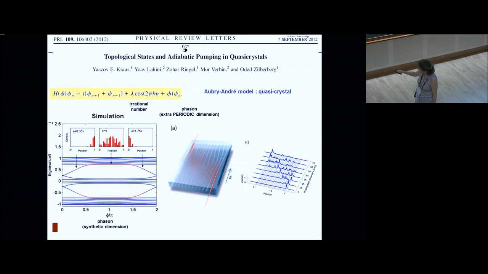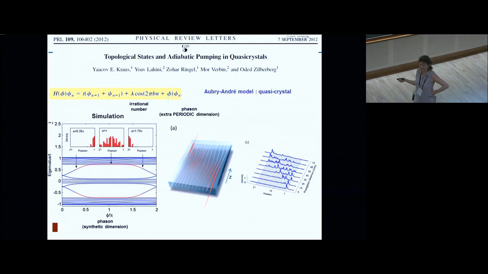And this is an experiment. So this is the sketch of the experiment. They implement a chain of coupled waveguides, which follows this Aubry-André model. And they prepare the system in an edge state. And what they do is they adiabatically sweep phi along the structure. So they distort their chain so as to adiabatically sweep phi. And what they see is that the light comes out from the other edge. So actually they have completely swept these edge states over the gap.